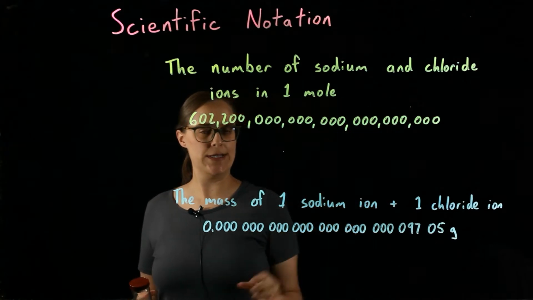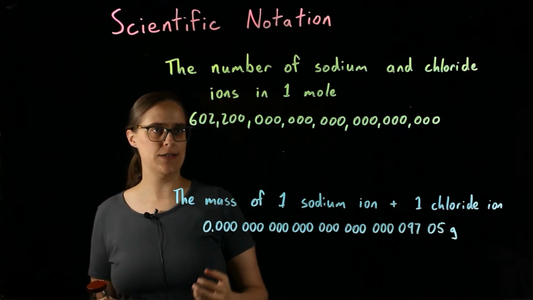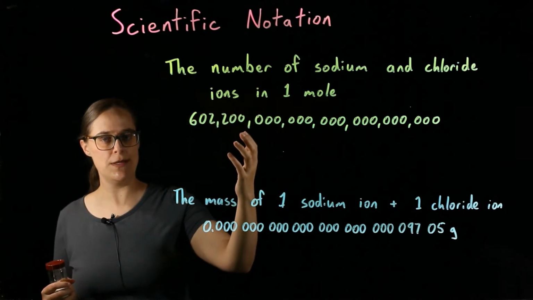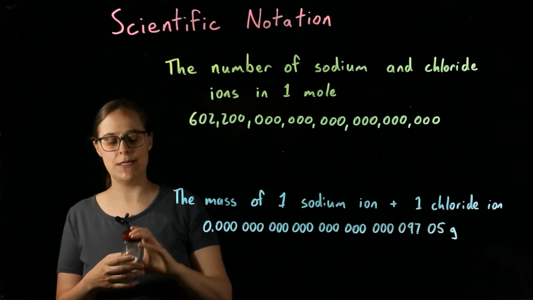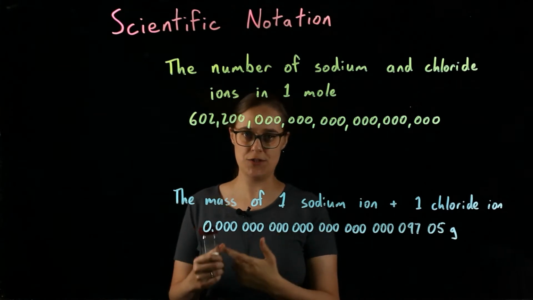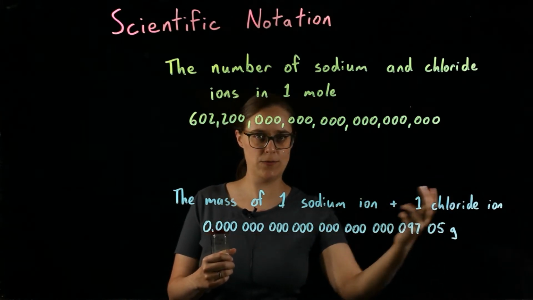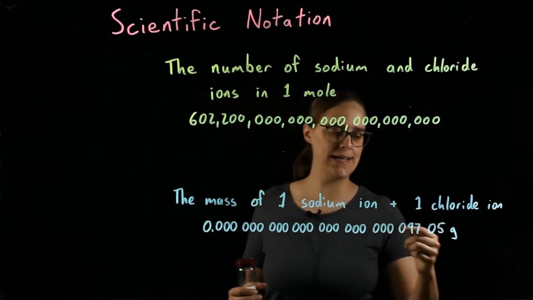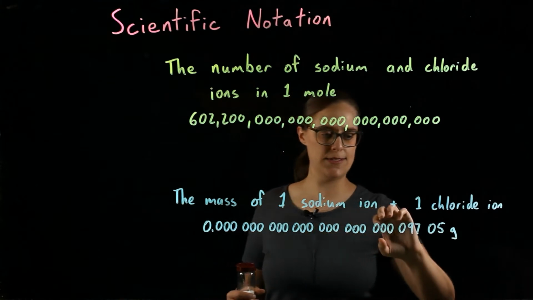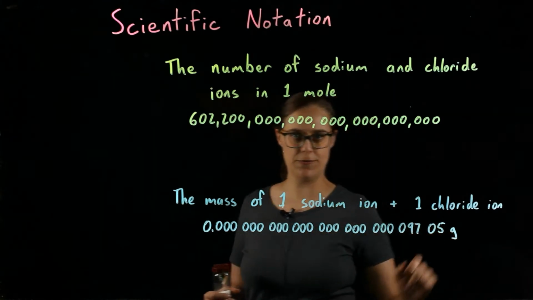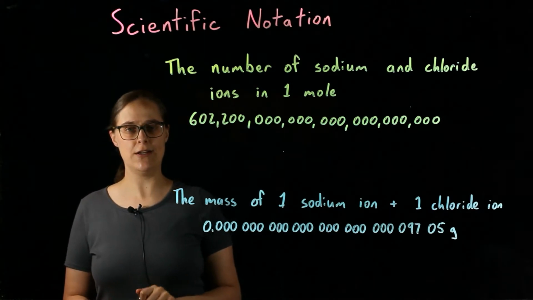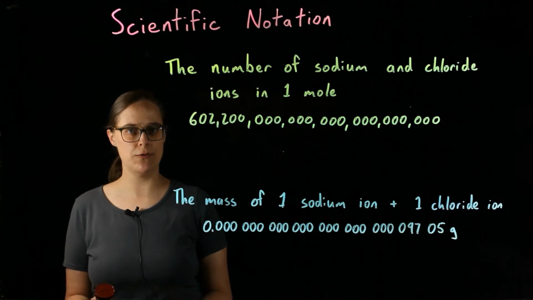When our brains look at this number, we can't really comprehend it. We just see a huge, huge number. Because sodium and chloride ions are so tiny, because there are so many of them in this small jar, if we look at the mass of just 1 sodium ion plus the mass of 1 chloride ion, we have a tiny number. Notice the decimal point at the beginning, then lots and lots of zeros before we get to the 9705 grams. Human brains are really, really great at understanding numbers from maybe 1 through 20.